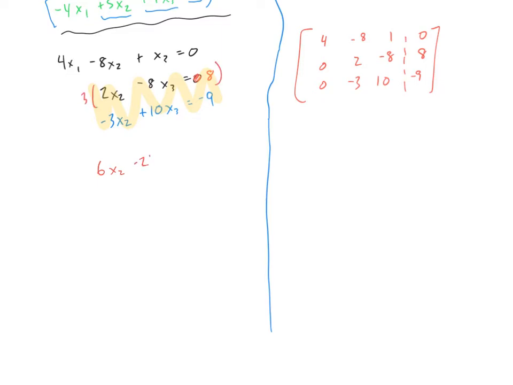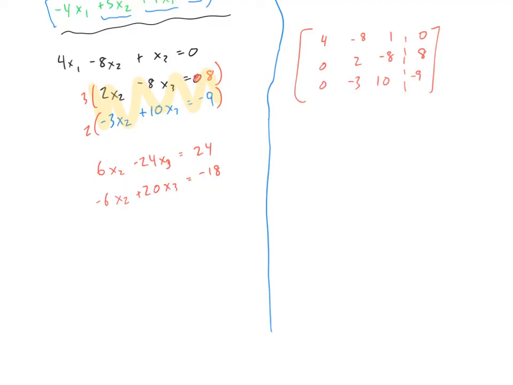6x2 minus 24x3 equals 8 times 3 is 24. And I'm going to multiply the bottom equation by 2. It gives me negative 6x2 and 20x3. And that equals negative 18. Okay, so let's see what happens here.